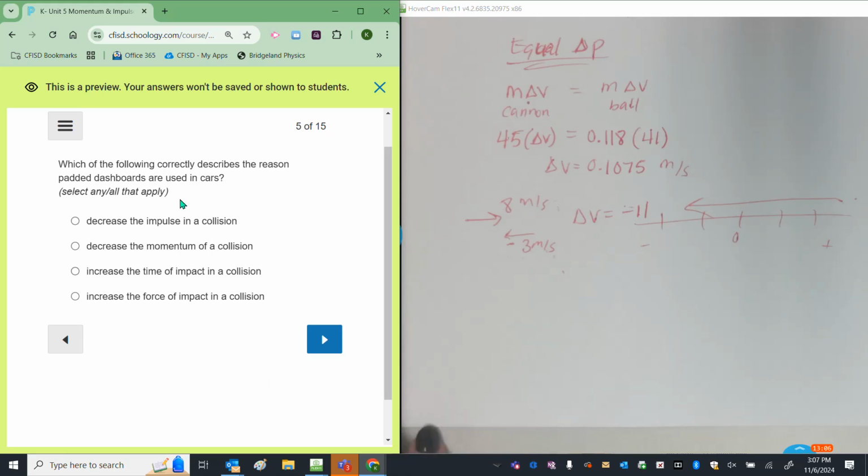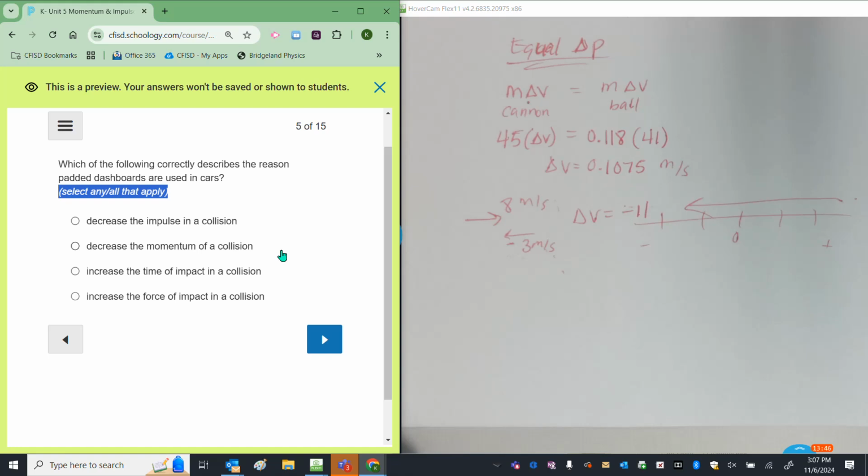This is the one that only has one answer, but this question gets to the root of some common misconceptions. You will see it again. This question is on your test, and I think it's on there more than once. So you need to be able to explain it too. Okay, let's read it. It says, which of the following correctly describes the reason padded dashboards are used in cars? This question could easily say, what describes the reason airbags are used in cars? Or what describes the reason that you put a bumper on the front of your cart in your lab last week? Or if you're in Physics L, why did you surround your egg with cotton balls?